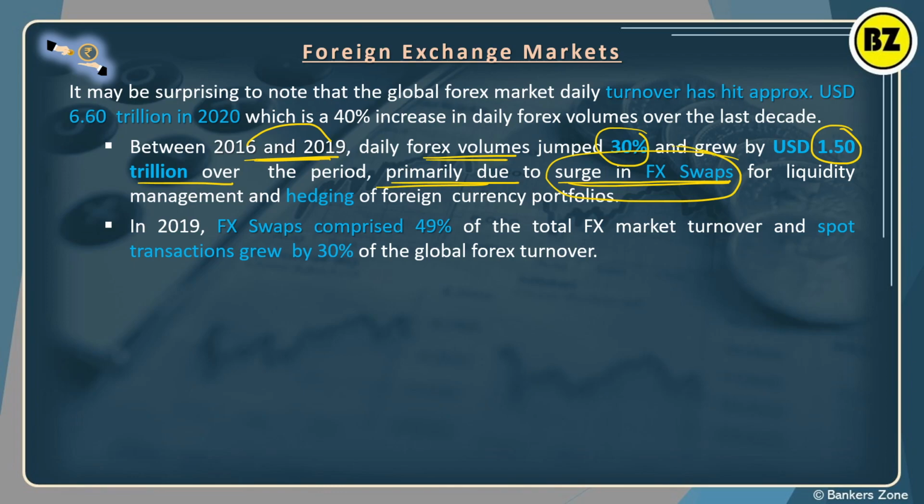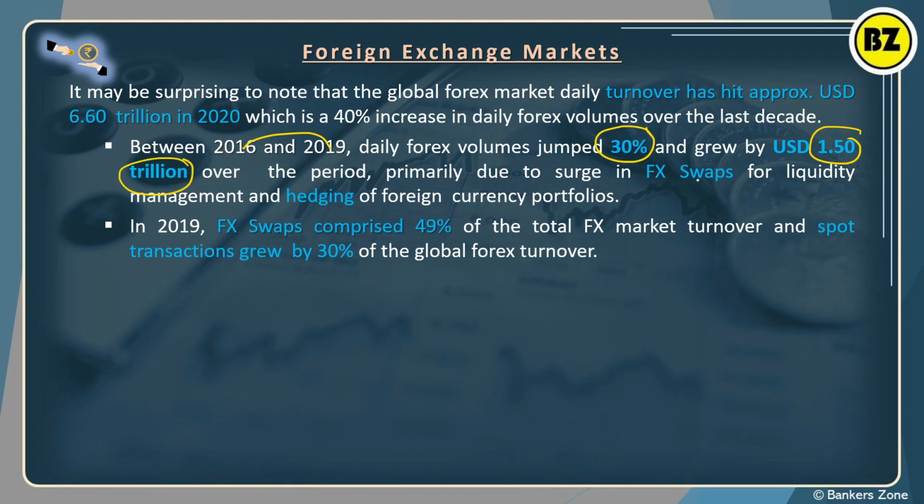So due to the increase in the forex swap for liquidity management or the hedging of the foreign currency portfolio. Why in those 3 years is there a 30% increase, almost 1.5 trillion USD? Due to what? Due to the swap and the hedging. Apart from that, in 2019, forex swap comprised around 49% of the total forex market turnover. So see how important the forex swaps are. 49 means almost 50%. It is that much of a contribution in the forex, right?